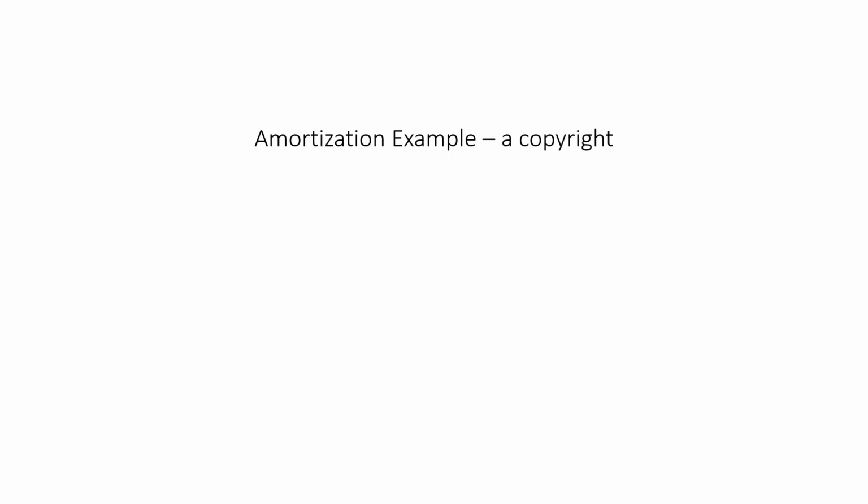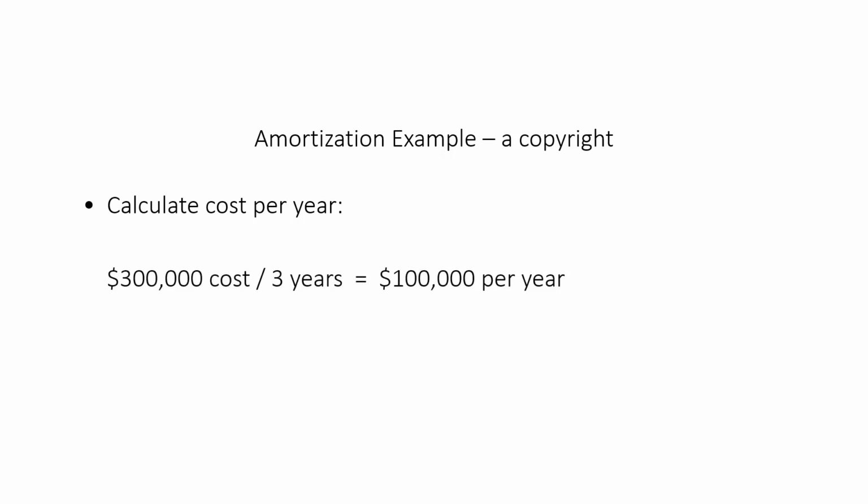At this point, we can calculate how much of the cost of the copyright we'll use up in each of the 3 years. $300,000 divided by 3 years equals $100,000 per year.